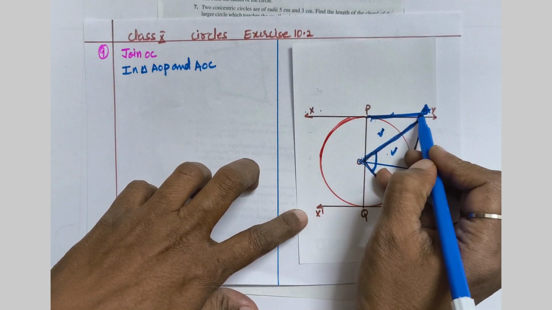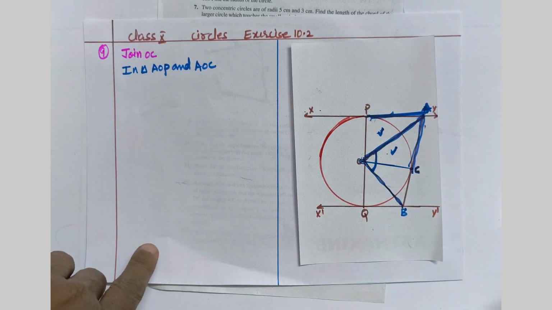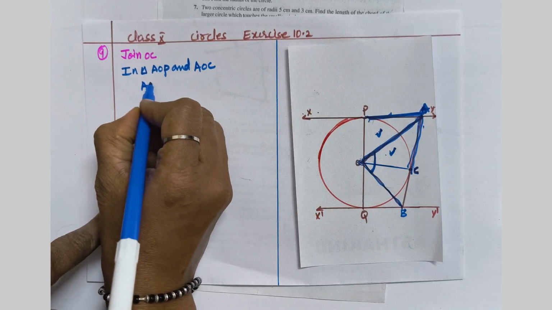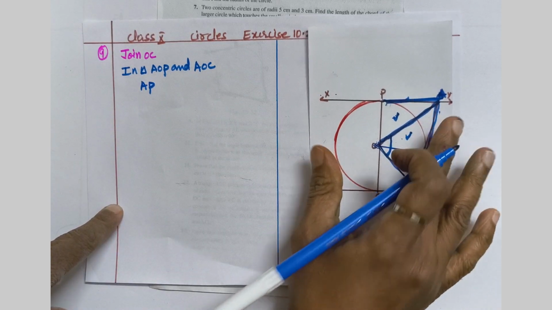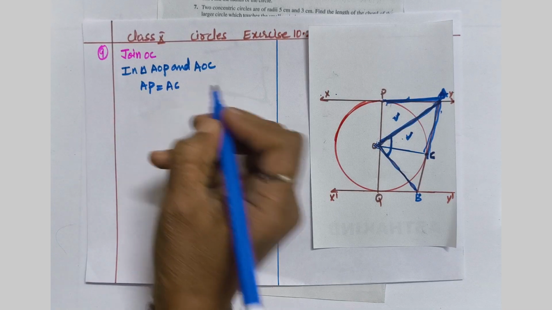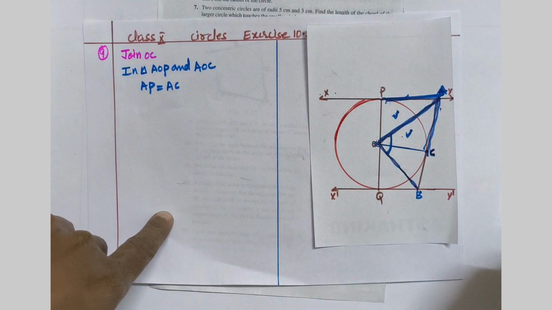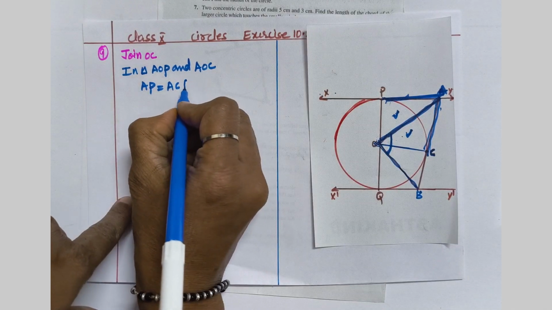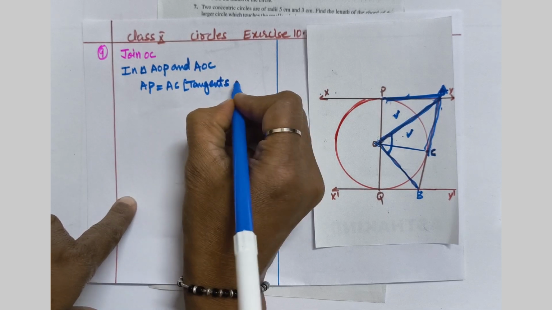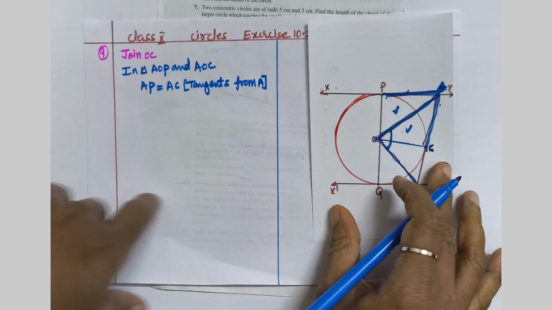Taking these triangles means this length is equal. Okay, AP is equal to AC. See here, in this triangle AP length, and in the next triangle AC length, are equal. Why are both equal? Tangents from A. This is a tangent from an external point; when you draw tangents, those lengths are equal. So write the reason: tangents from A.